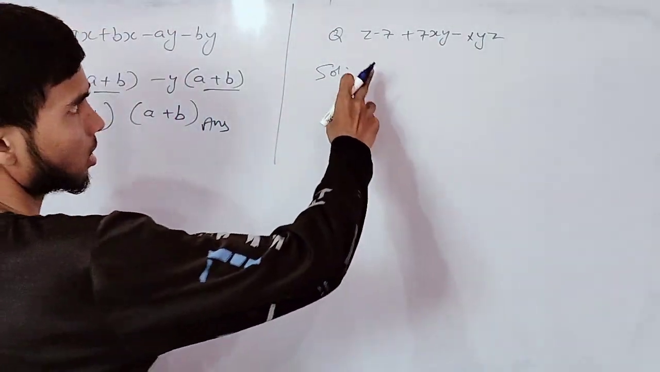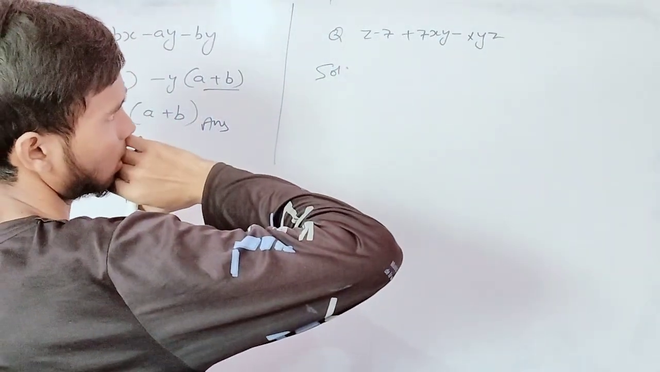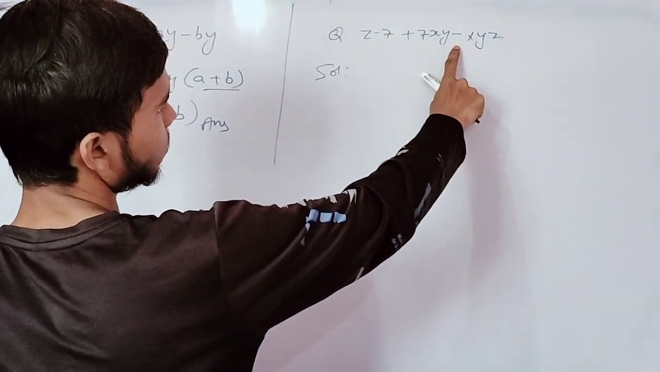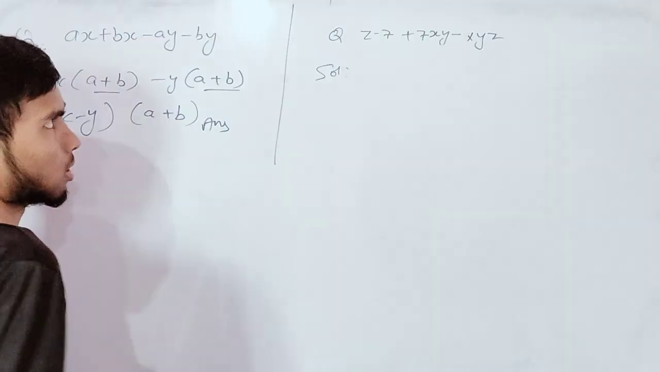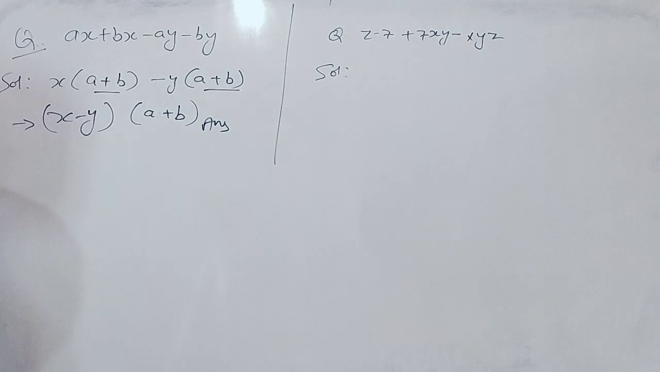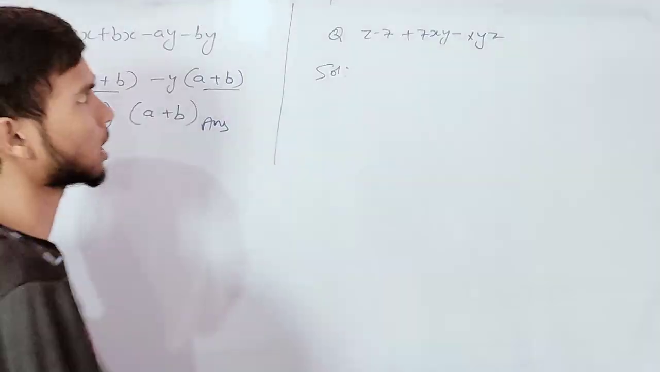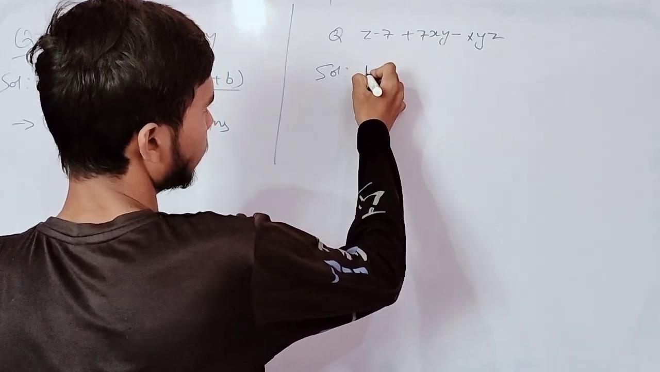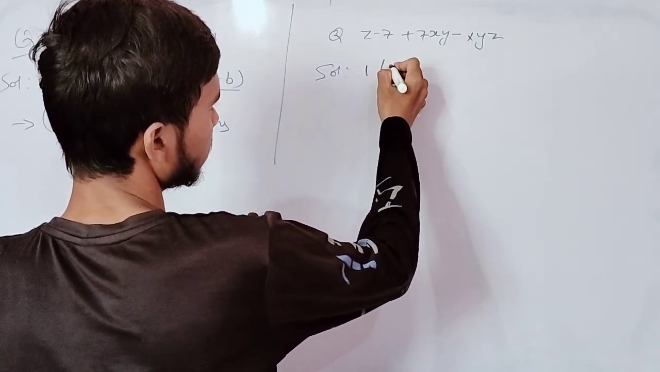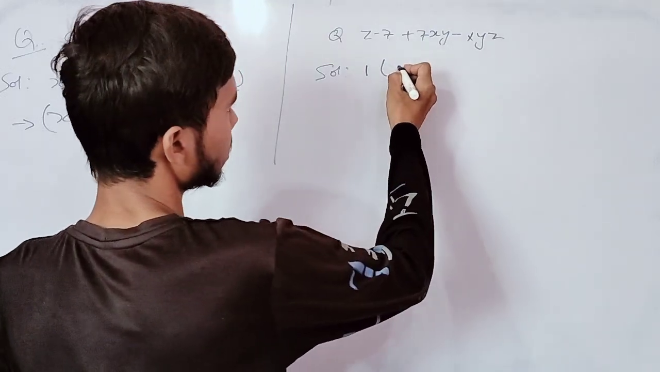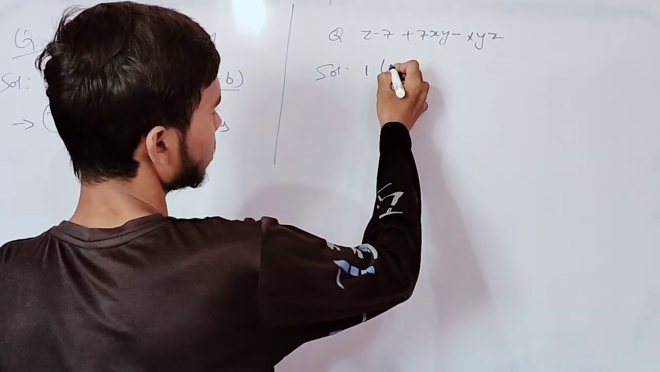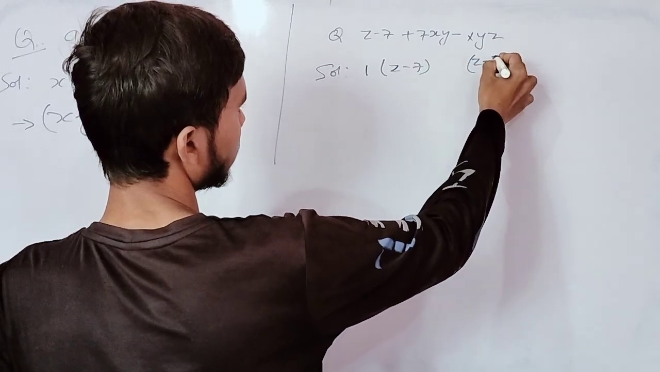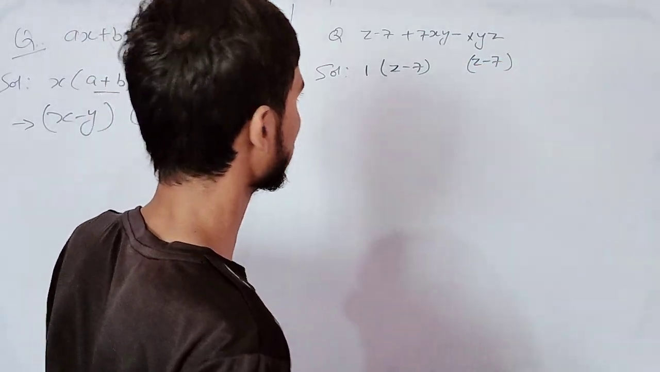Now here in this case, z minus 7. In this x y z, x y, it is a common. Yes. Can I say 1, z minus 7, z minus 7? Yes, 1.